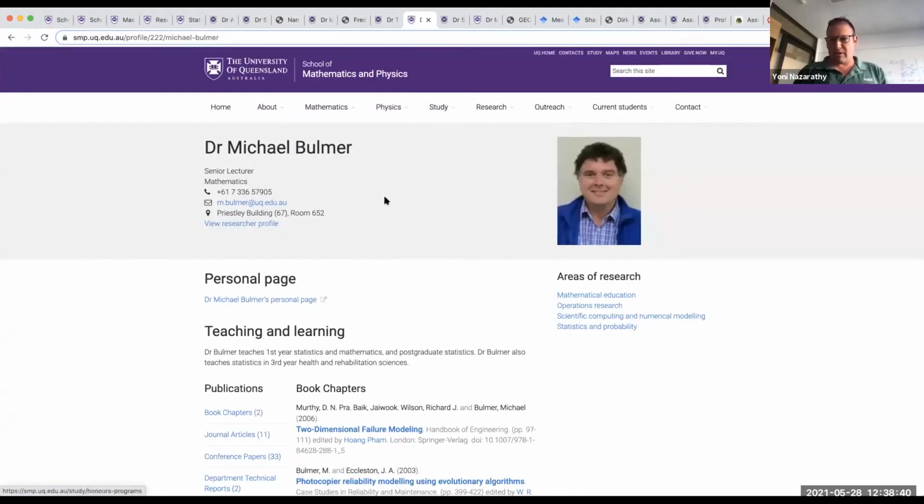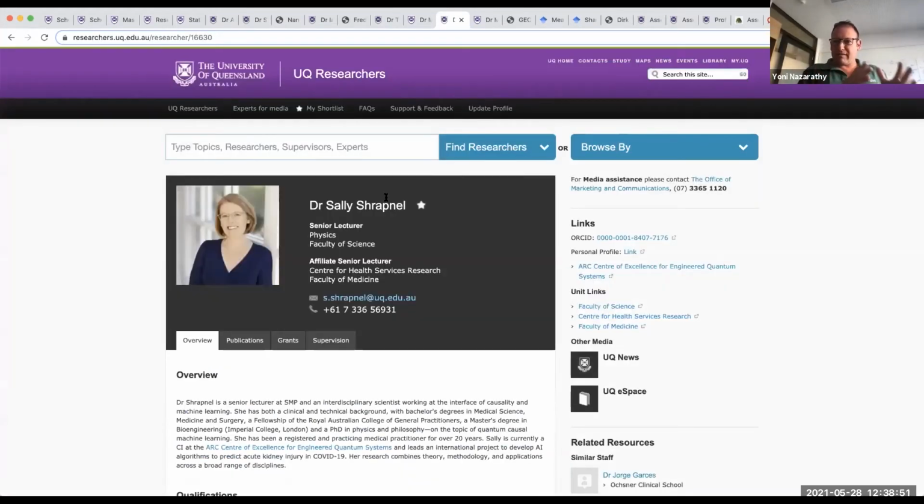And Michael Ballmer is an expert of teaching and operations research, and teaches our course and many other things around, also the Master of Business Analytics at UQ. So in the School of Maths and Physics, we've got physics, and we're very lucky to have the physics researcher, Dr. Sally Shrapnel, and she's also a quantum physicist and a physician, a GP and a machine learner, and perhaps an overachiever, I'm not sure. So that's Sally, and we work together on things as well.